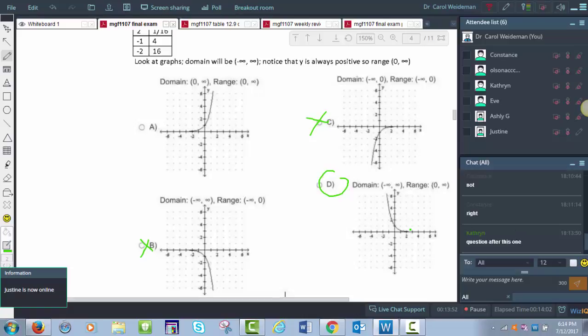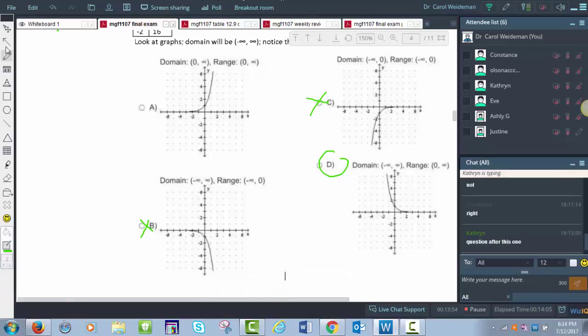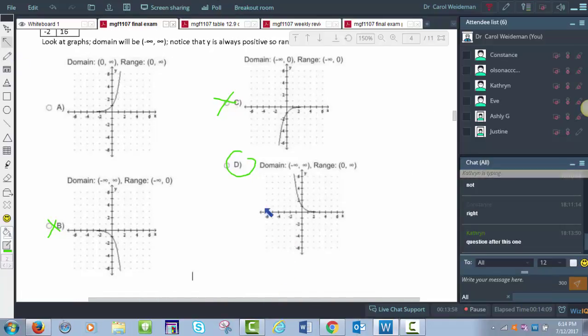Okay, I thought I saw a question coming in. And then the domain and the range. Let me just review domain and range. Catherine had a question. The domain means, let me just put this up here for you. This is x. Domain is x. The range is y.